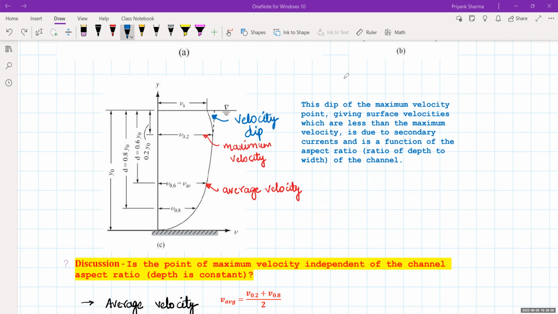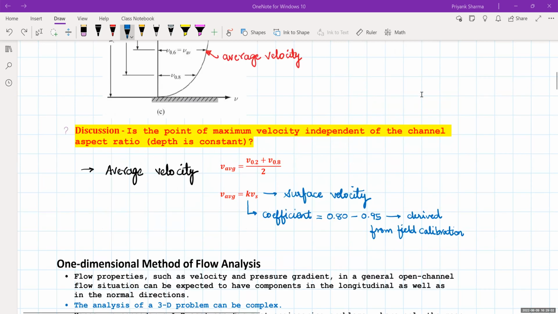So the average velocity is computed as V average, that is the average of V at point 2. So this point 2 means point 0.2 y naught distance from the free surface, and V at point 8 means 0.8 y naught distance from the free surface. So that will give you the average velocity.